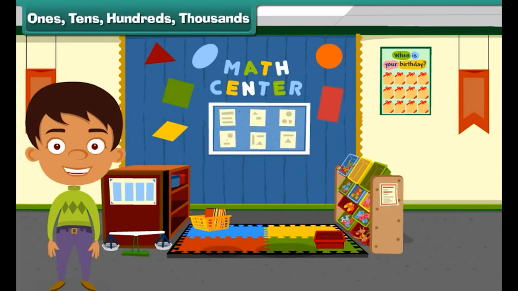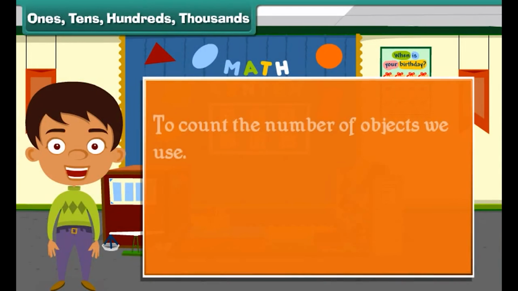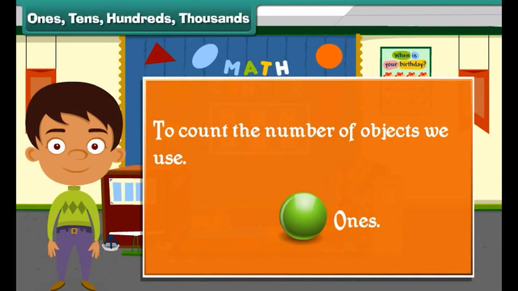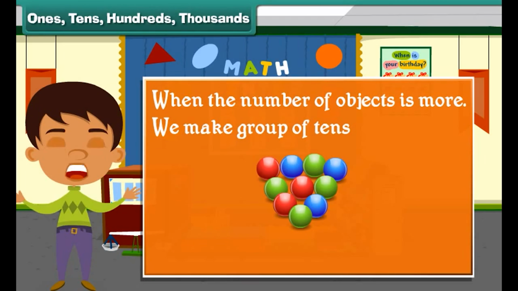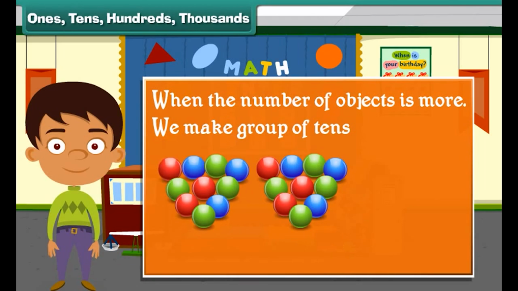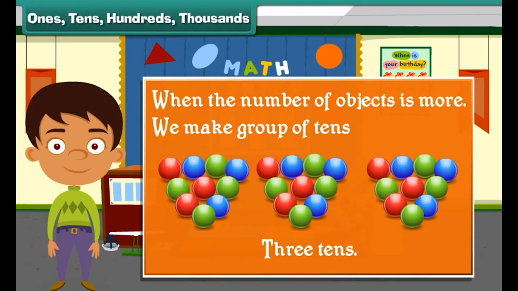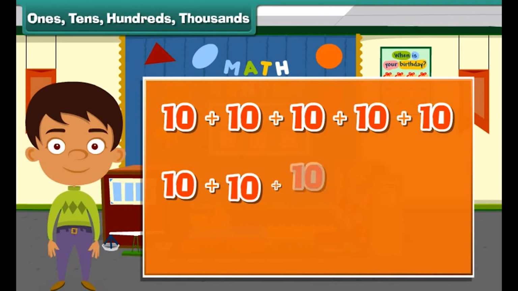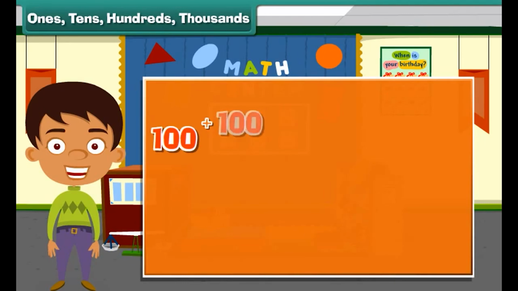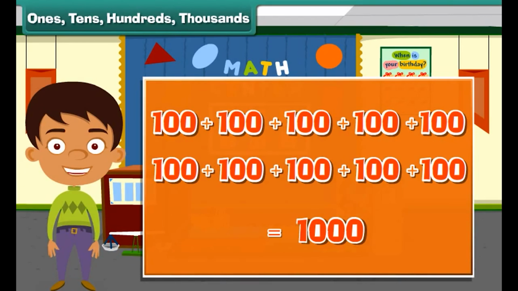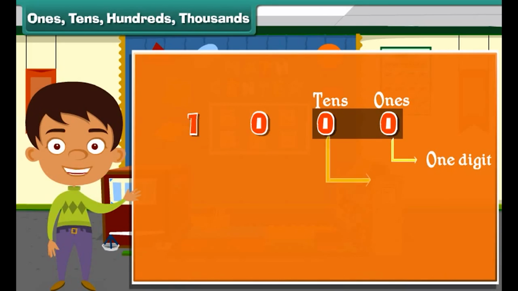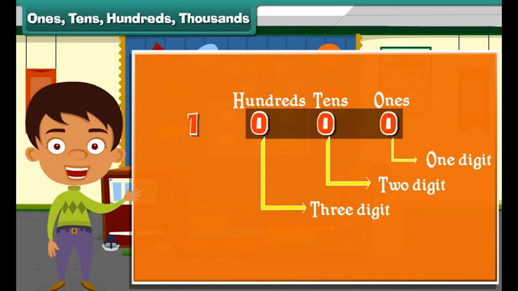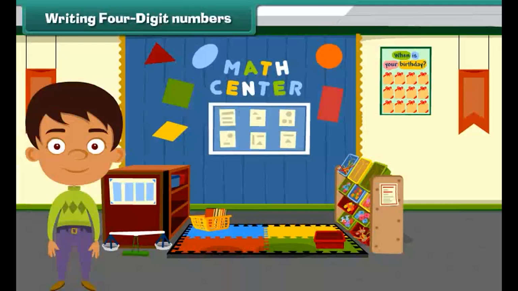Ones, tens, hundreds, thousands. To count the number of objects, we use ones. When the number of objects is more, we make groups of tens and count them as 1 tens, 2 tens, 3 tens. What if there are lots of tens? We make a group of 10 tens and call it hundreds. When we have 10 hundreds, we call it 1,000. Observe that in ones we have only one digit, in tens we have two digits, in hundreds we have three digits, and in thousands we have four digits.